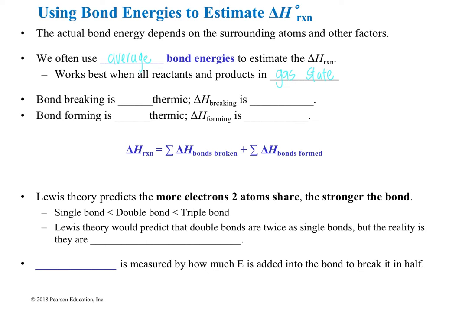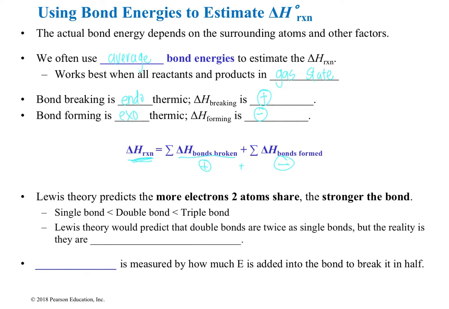In general, well, always, bond breaking is endothermic. It's always going to require energy. It's going to be positive. Bond forming is exothermic. We're always going to be releasing energy, so delta H of forming new bonds is going to be negative. And then our enthalpy of reaction, we're going to add up all of the bonds we break, which is a positive number, and we're going to add that to all the bonds we form, which will be a negative number. And so that will tell us whether our reaction is endo or exothermic.